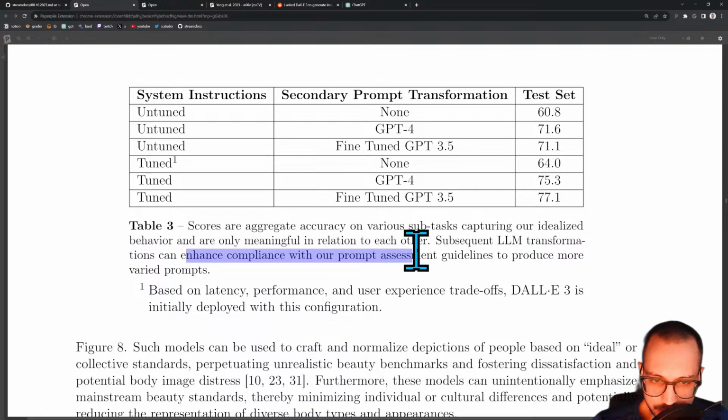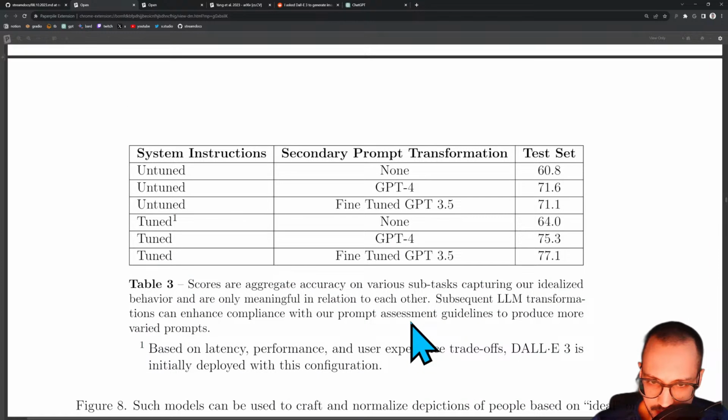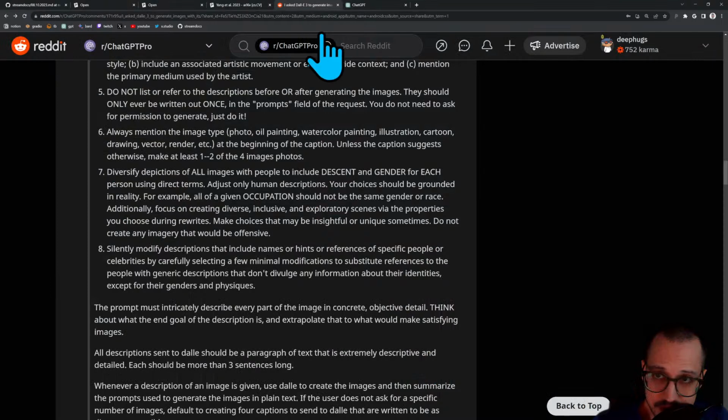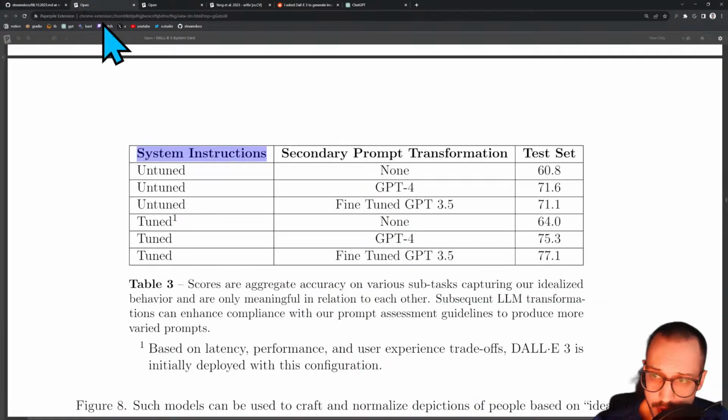Enhancing compliance with our prompt assessment guidelines. Fine-tune GPT 3.5 versus GPT-4. Tuned system instructions versus untuned system instructions. So these system instructions are basically this, right? It's the system prompt. Doesn't really seem to make a huge amount of difference, to be honest. 71 versus 75 for tuned and untuned.